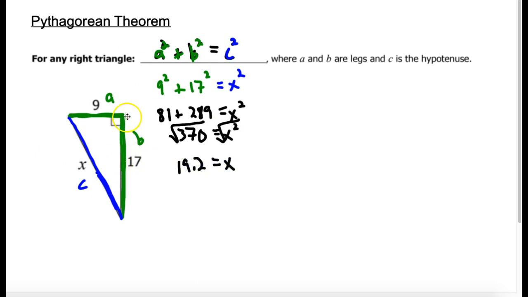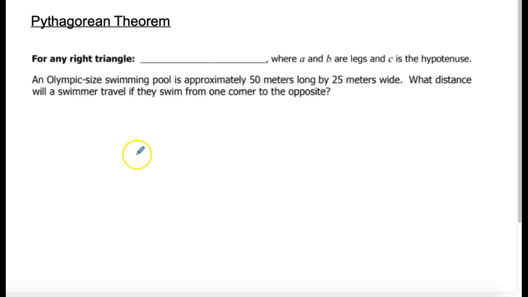If we know any two sides of a right triangle, we can find the third using Pythagorean theorem. Remember, A and B are always the two legs, and C is always the hypotenuse. In some cases, we may be given C, and we have to find either A or B. So let's try a story problem with the Pythagorean theorem. Again, A squared plus B squared equals C squared.